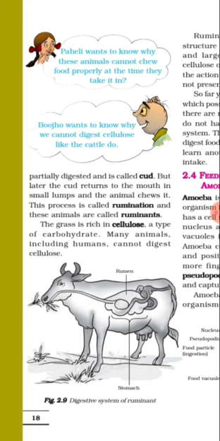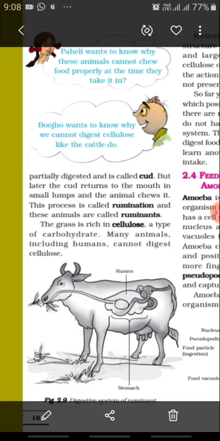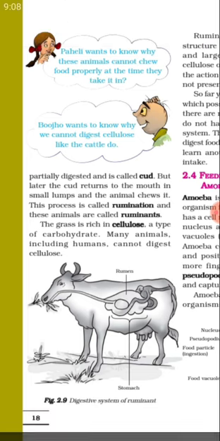In the rumen, the food gets partially digested and is called cud. Now again, the cud returns to the mouth in the form of small lumps and the animal chews it. This process is called rumination. Therefore, these animals are called ruminants. After chewing, the food reaches the stomach for complete digestion.